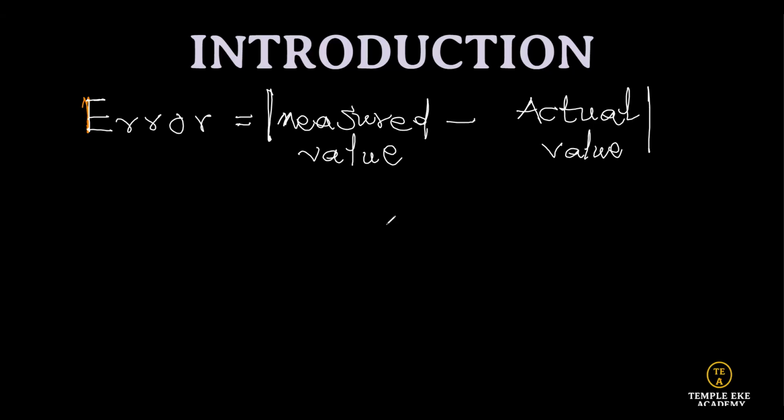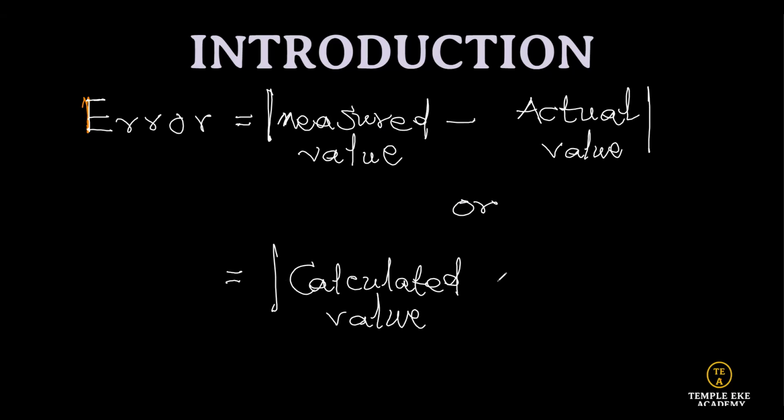We can also have the calculated value. So error can also be equal to the calculated value, the result of the computation, the result obtained from a calculation, the difference between that result and the actual or true value gives us the error. Now, it is common practice to express the error in terms of the actual value. So we have two terms for that, the relative error and the percentage error. Let us take a look at that also.